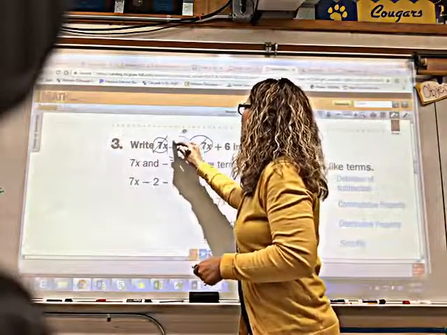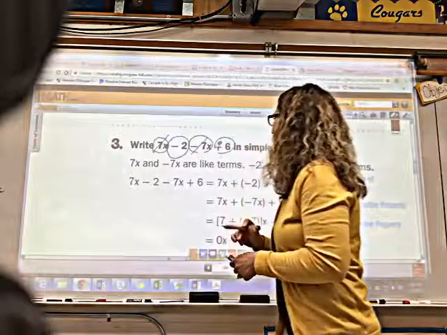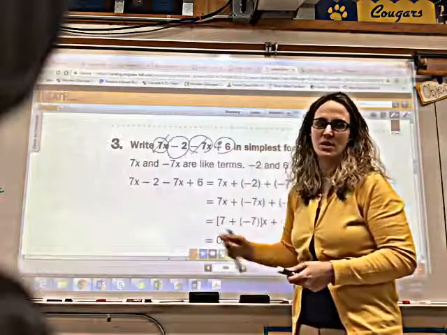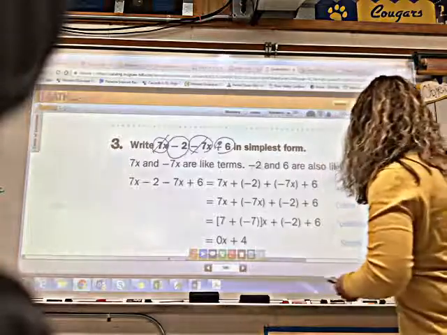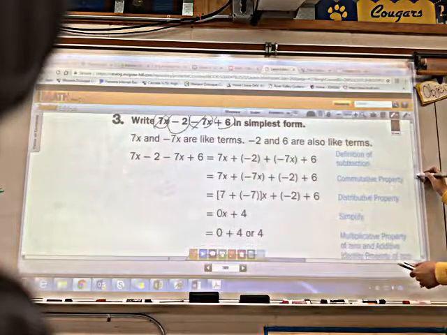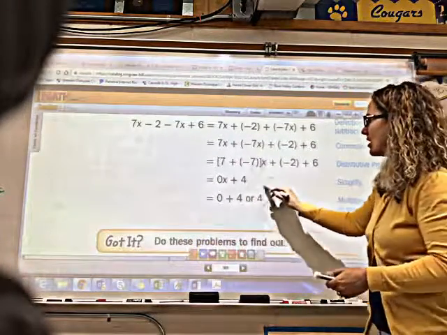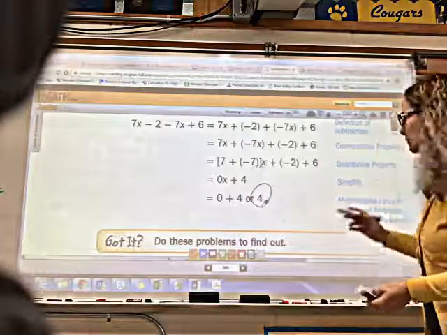Then I have negative 2 and 6. I can take negative 2 plus 6. Negative 2 plus 6 would be a positive 4. So when we combine our like terms and put it in simplest form, your answer would be 4.